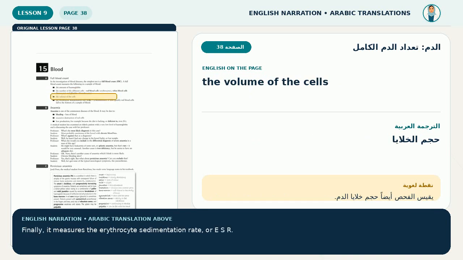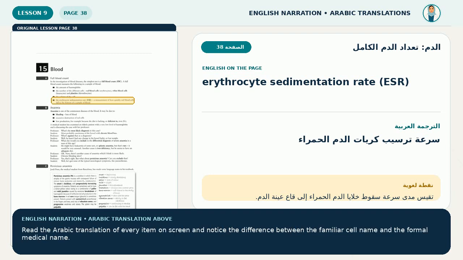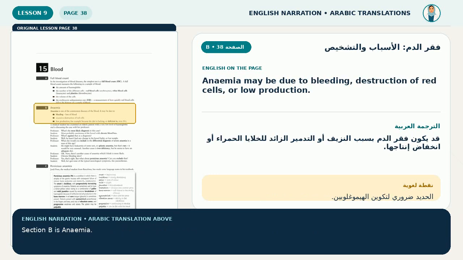The test also measures the volume of the cells. Finally, it measures the erythrocyte sedimentation rate, or ESR. This is a measurement of how quickly red blood cells fall to the bottom of a sample of blood. Read the Arabic translation of every item on screen, and notice the difference between the familiar cell name and the formal medical name. Section B is anemia.